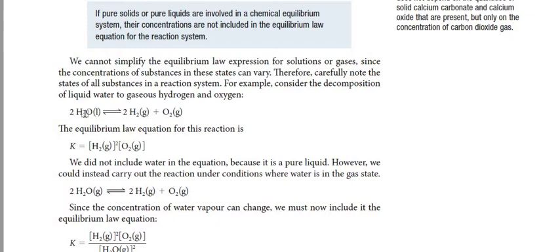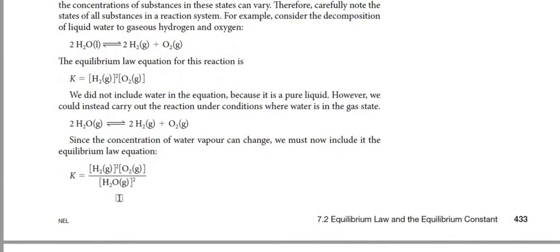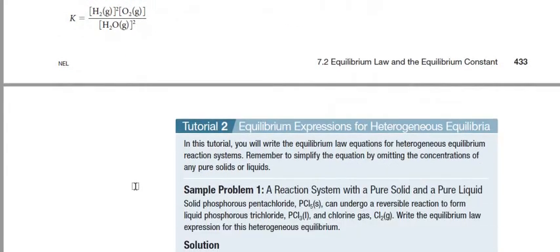However, we could instead carry out the reaction under conditions where water is in a gas state. So 2 water in gas state gives 2H2 plus O2. In this case, we can include water as well because we have the gas phase. So K equals [H2] to the power of 2 times [O2] divided by [H2O] to the power of 2.